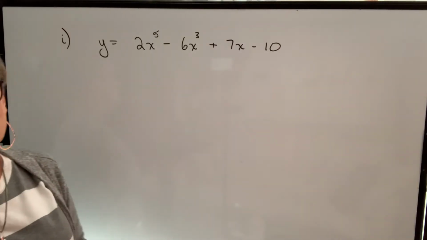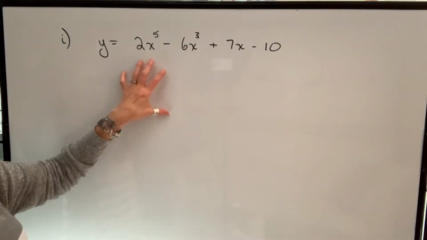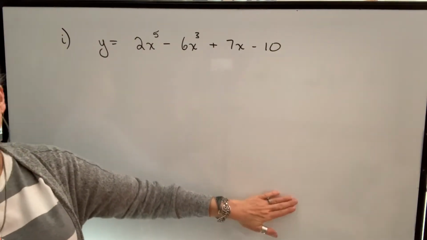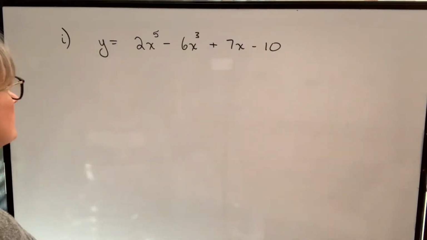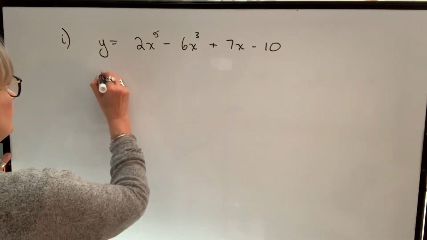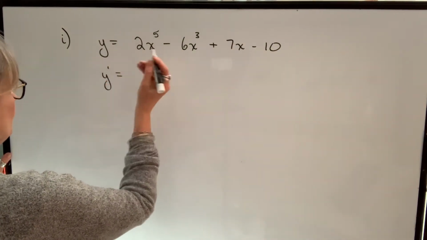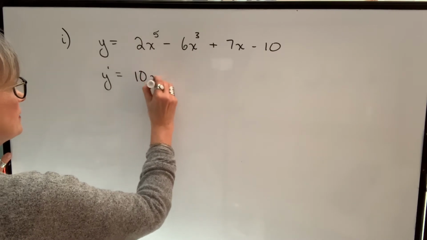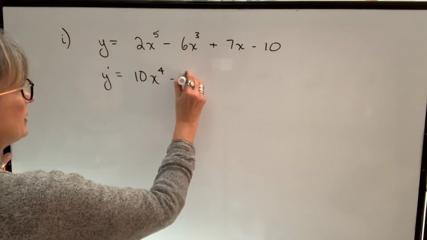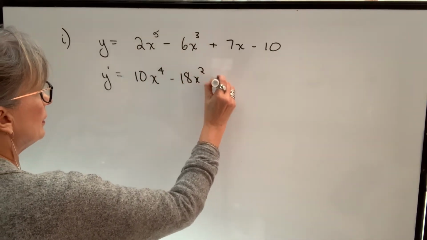In our first example, if I wanted to find all of the higher derivatives of this function, we take a look at the first derivative. We know how to do that. That's going to be 10x to the 4th minus 18x squared plus 7.